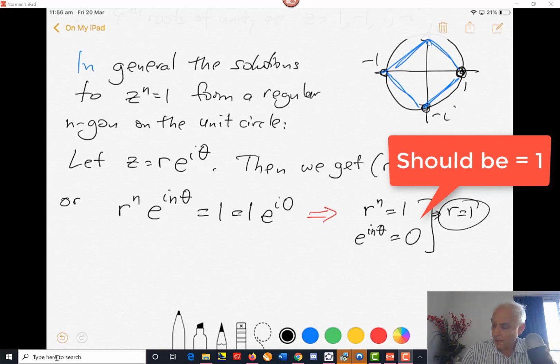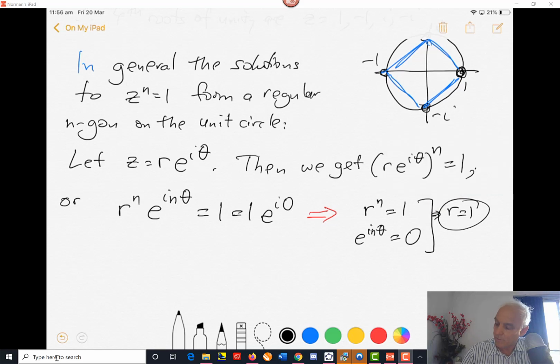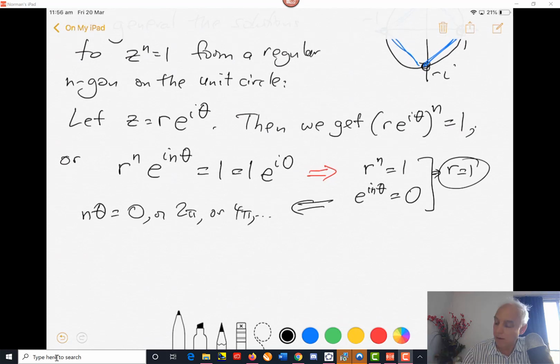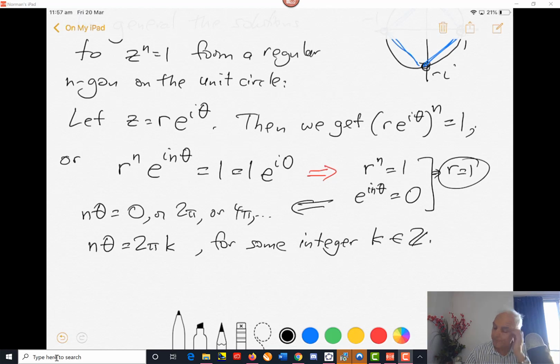Well, from here, let me go e to the i n theta. That would suggest that n times theta is equal to either 0 or maybe 2 pi or maybe 4 pi, etc. Okay? And a way to get all of those possibilities at the same time is to write it as n times theta equals 2 pi k for some integer, not just a natural number, integer k, so in Z.